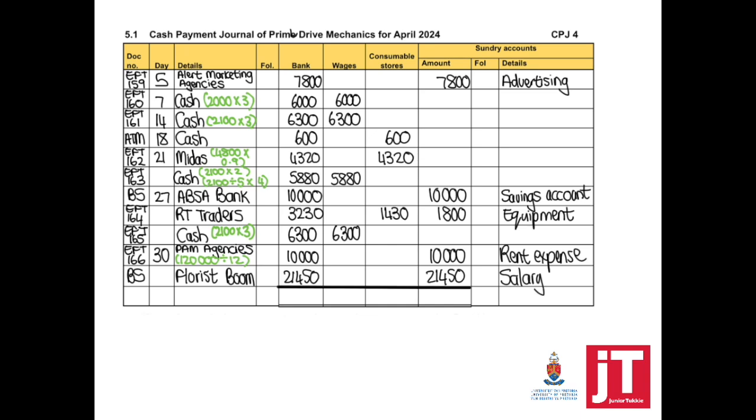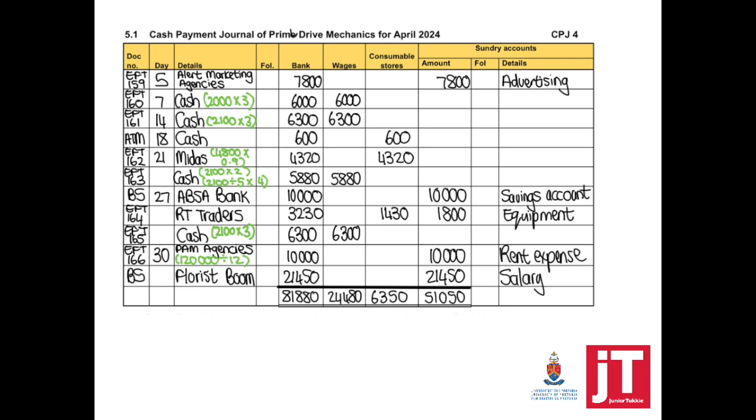Once we are done with all the transactions, we draw a line so that we can show what's the total of bank at the end of the month, wages, consumable stores, and sundry accounts. From the CPJ, bank is credited, the rest is debited. So if you add those totals, it should equal the same as in the bank column.